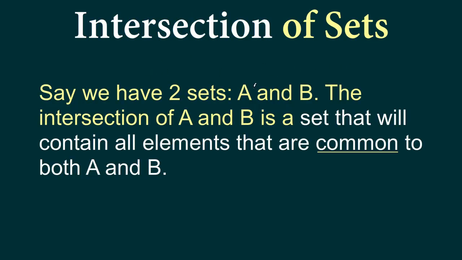Intersection of sets is defined as follows. Say we have two sets A and B. The intersection of set A and B is going to be a set that contains all elements that are common to both A and B. So let's take an example. Let's say we write our set A as A contains number 1, number 2 and number 3. These are three elements in our set A. Now let's also arbitrarily write a set B that contains, let's say, elements 2, 3, 4 and 5.